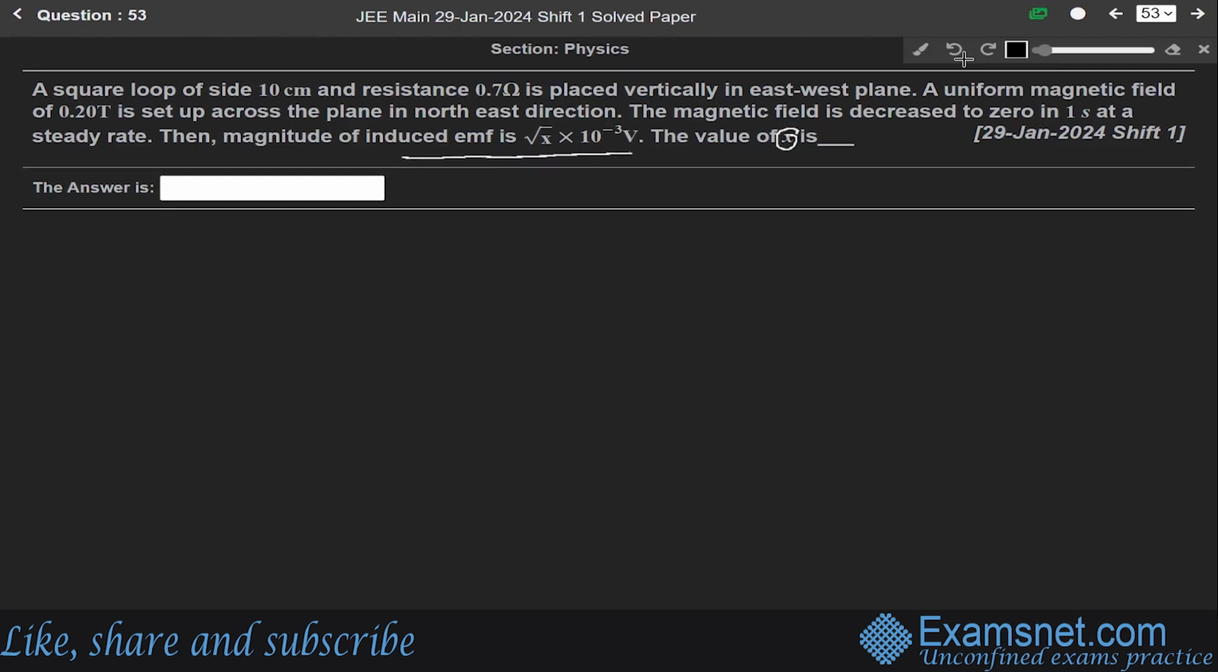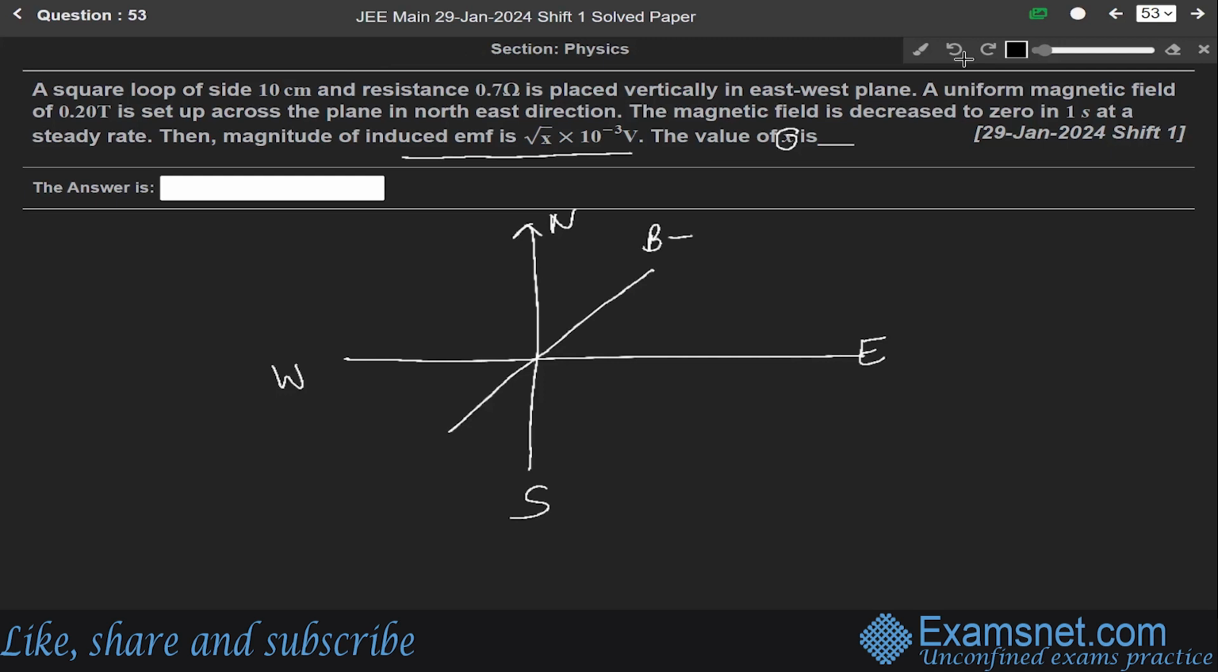Okay. Now, the question is like this. This is north, east, west, and south. This is making an angle of what? How much angle? If B is 0.2 Tesla, so it is making an angle of 45 degree. If it is making an angle of 45 degree with the east, so this angle will also be 45 degree, okay?